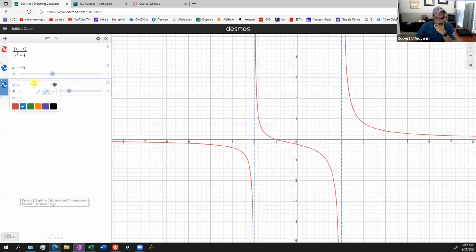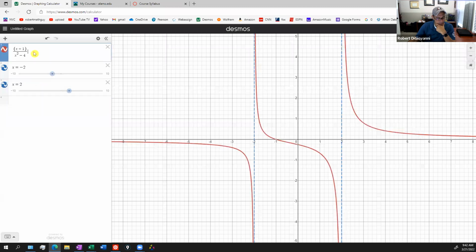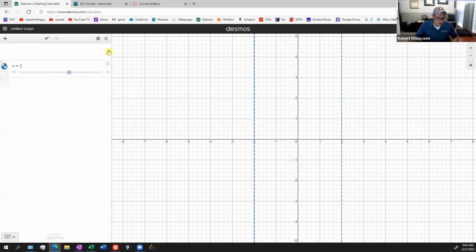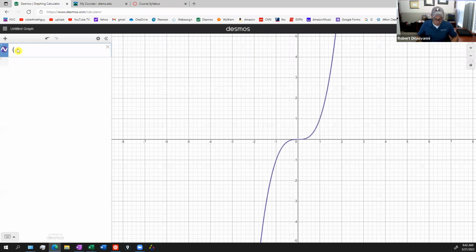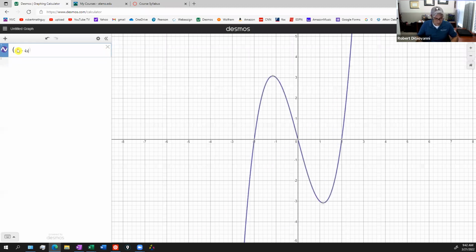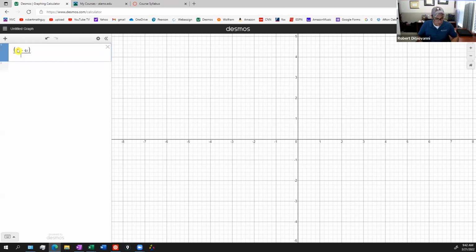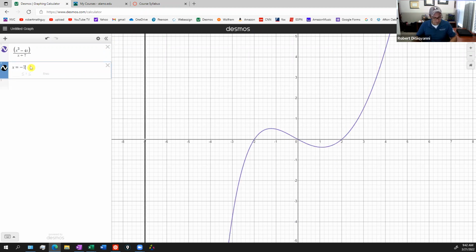Beautiful. All right, let's graph it. Let me get rid of all that. We have x cubed minus 4x over x plus 7. Yeah, that was it right there. And we had a vertical asymptote at x equals -7.